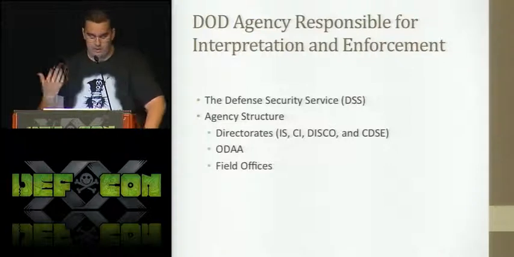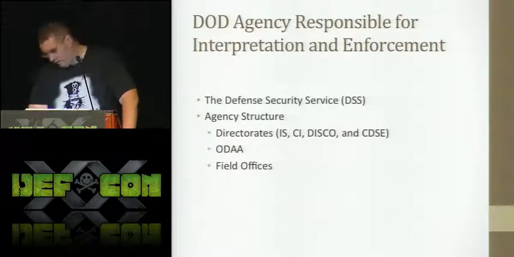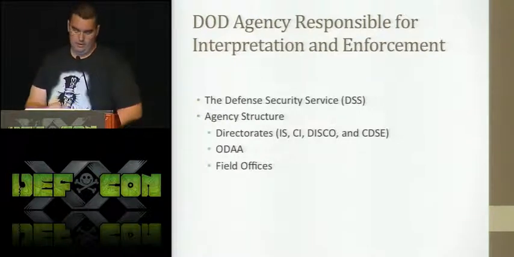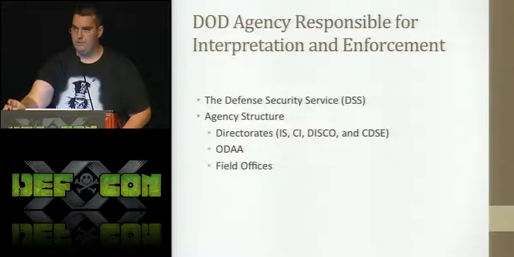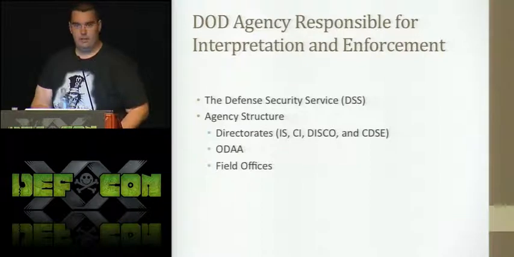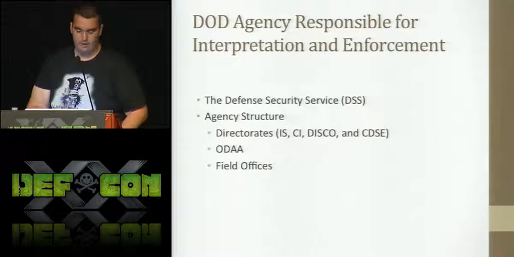So, starting with the structure of the agency, there's four main directorates: IS, which is industrial security; CI, which is counterintelligence; DISCO, and CDSE. So, if you have worked in the classified world before, and you have a security clearance, and you're not in the government, you've gotten your security clearance most likely through DISCO. And that's what most people know about DSS, is that, hey, they did my security clearance, they did my background check, that's who they are. Well, the funny thing is it's only like a small percentage of what they do.